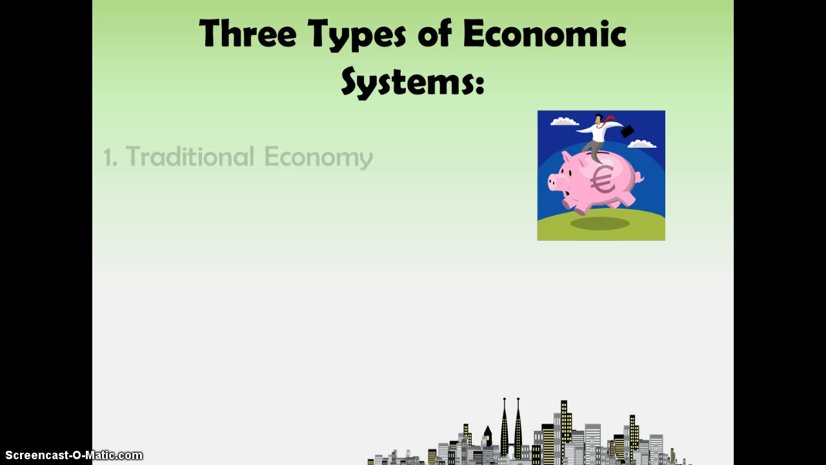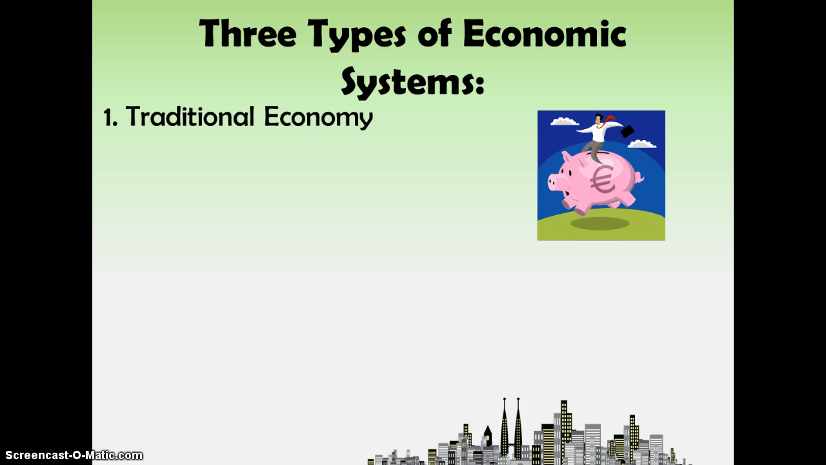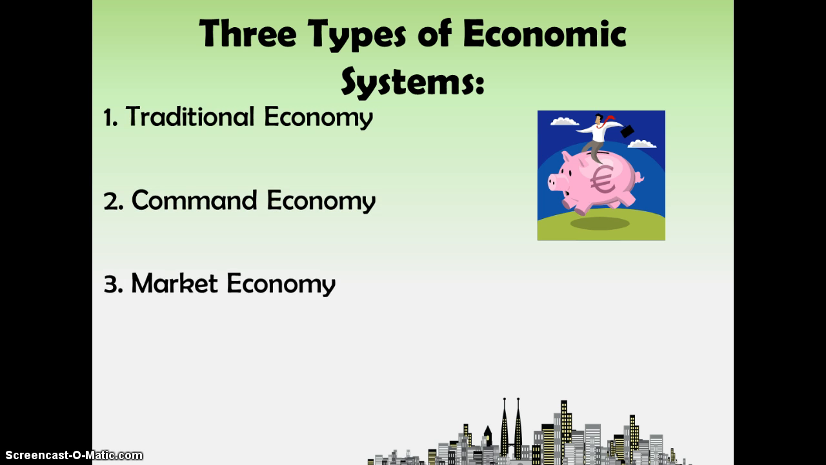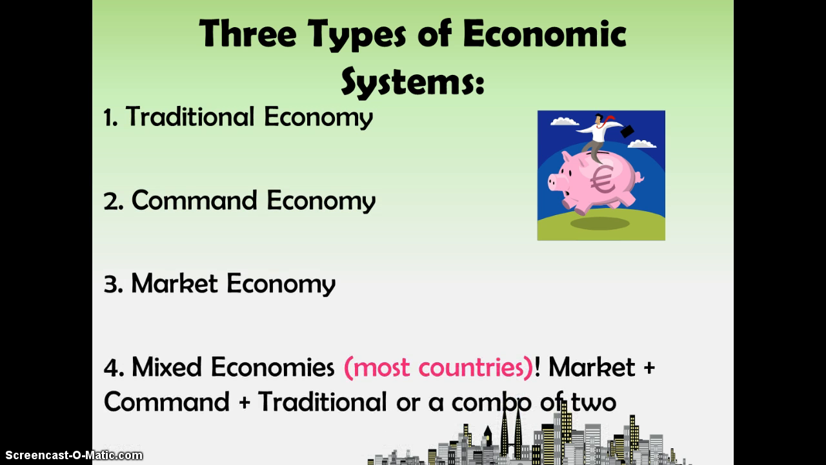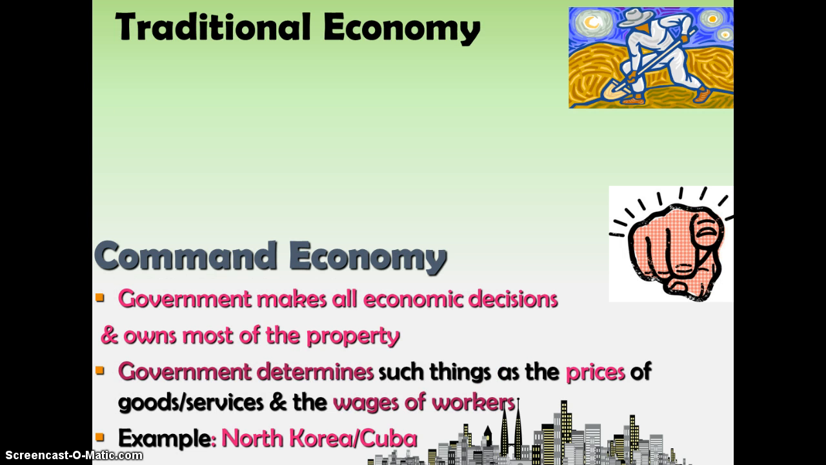There are 4 types of economic systems: traditional, command, market, and mixed. Most countries are mixed economies because they have a little bit of a combination of market, command, and/or traditional.